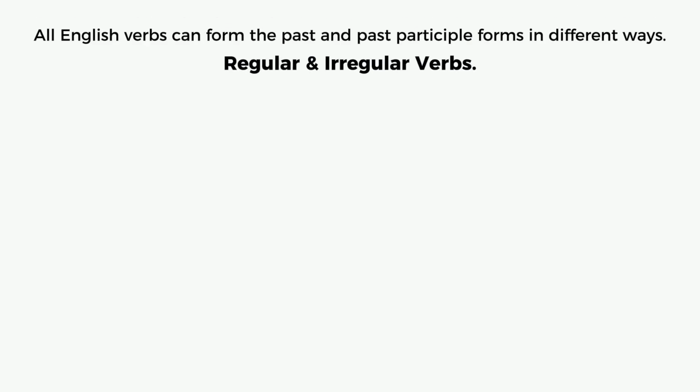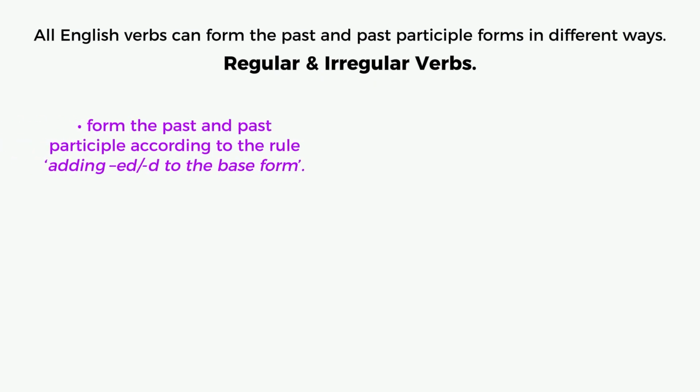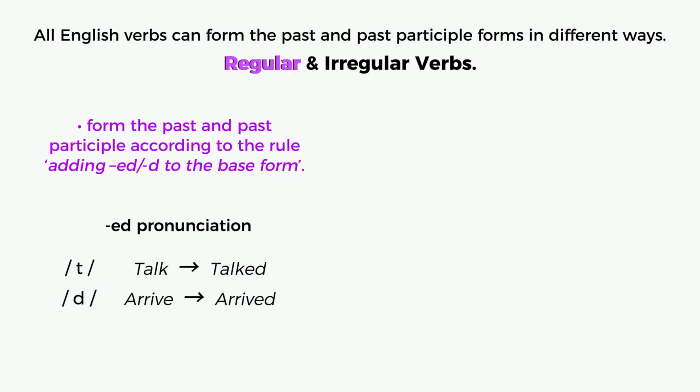All English verbs can form the past and past participle forms, but they do so in different ways. Some verbs form the past and past participle according to the rule, adding ed/d to the base form, and are called regular verbs. In English, the ed ending can be pronounced in three different ways, depending on the last sound of the base verb. For example, t: talk, talked. d: arrive, arrived. id: attend, attended.